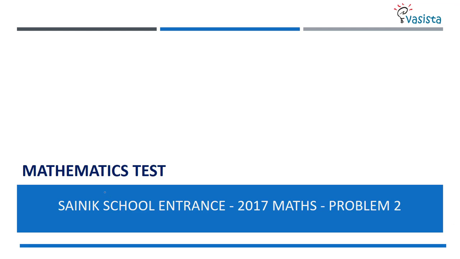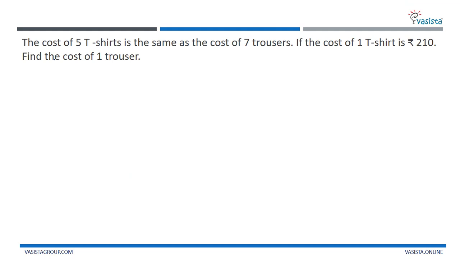Fine, let us start solving problem number 2 of 2017. The cost of 5 t-shirts is the same as the cost of 7 trousers. The cost of 1 t-shirt is 210. Find the cost of 1 trouser. That is what we need to find out.